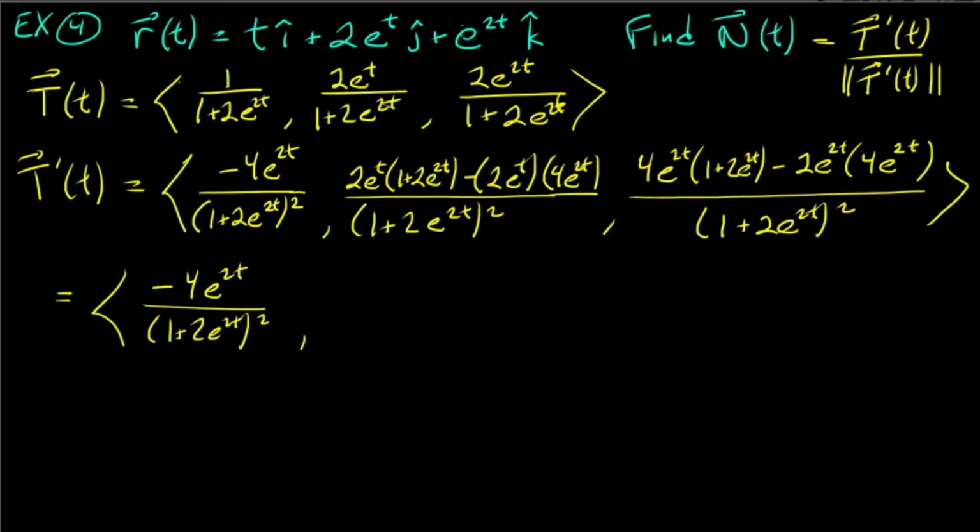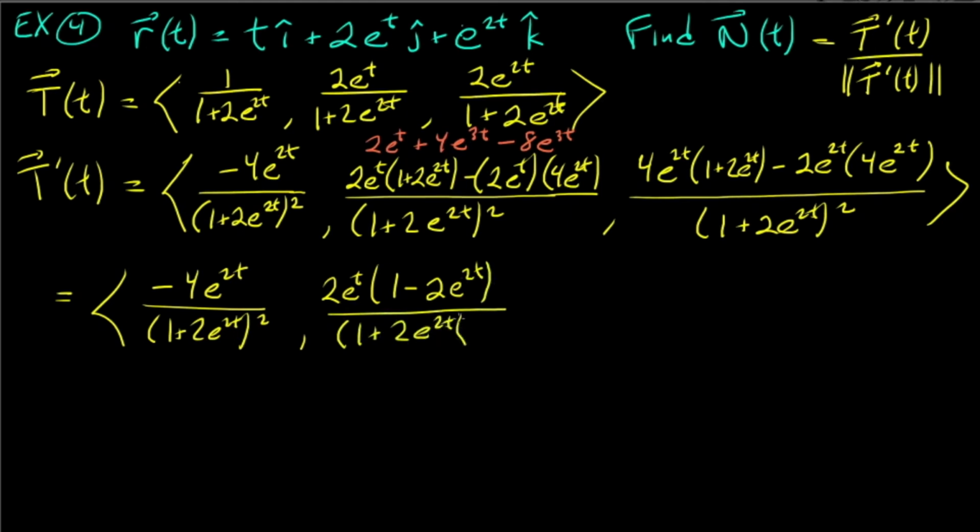So here, let's see if we can figure this out quickly. This is going to be 2e to the t plus 4e to the 3t minus 8e to the 3t. So I think we get 2e to the t and then minus 4e to the 3t. So we can factor out a 2e to the t, right? 2e to the t, so we just get 1 minus 2e to the 2t, over the same denominator.